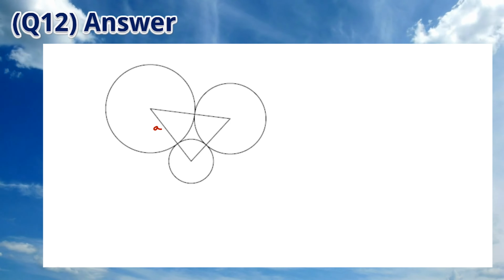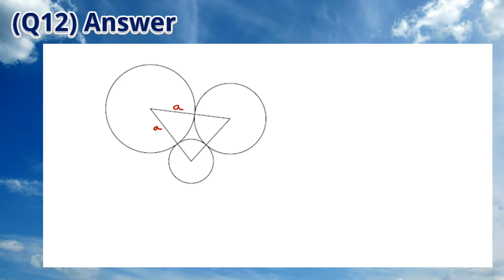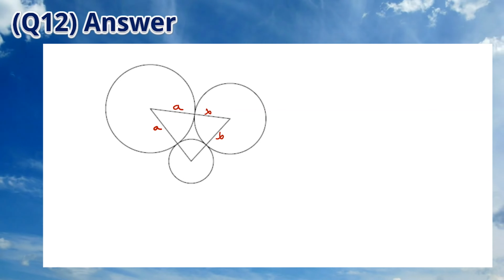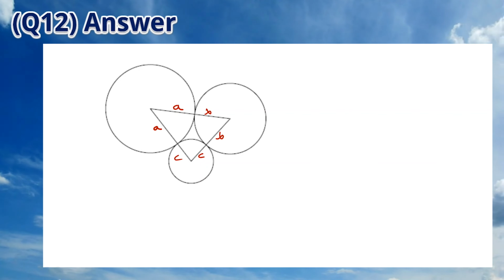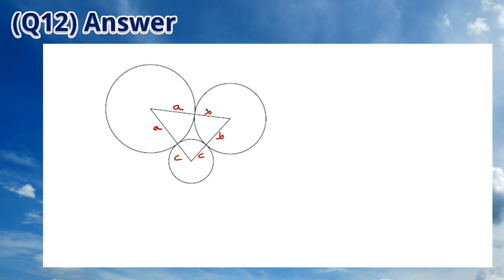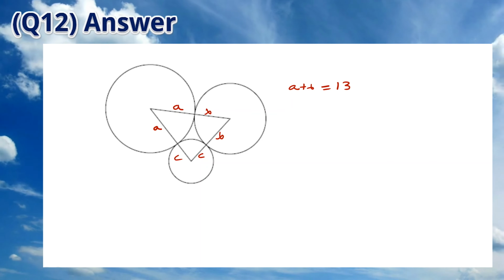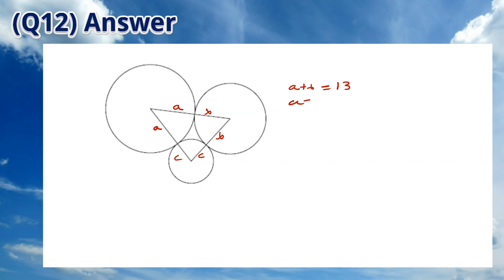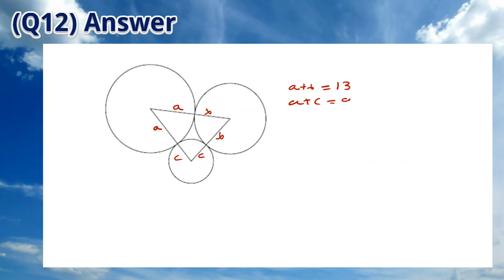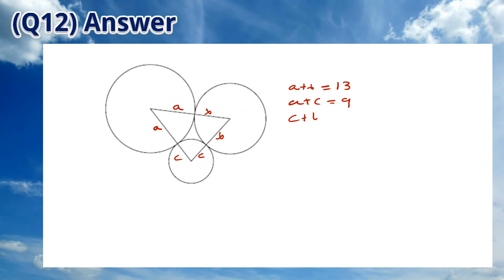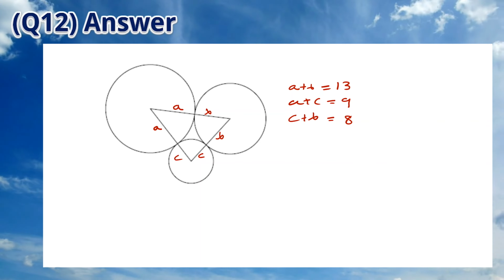Suppose that the radius of the large circle is A, the radius of the medium circle is B, and the radius of the small circle is C. We get that A plus B is equal to 13, A plus C is 9, and C plus B is 8.